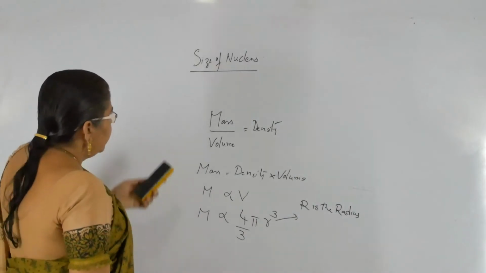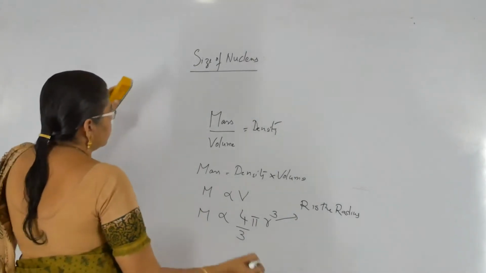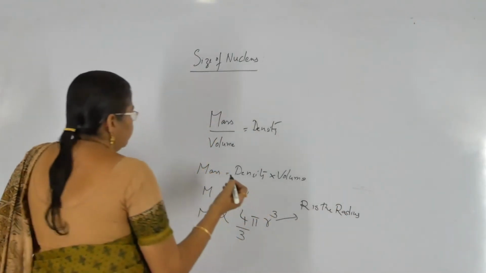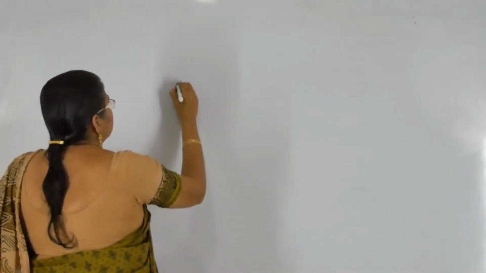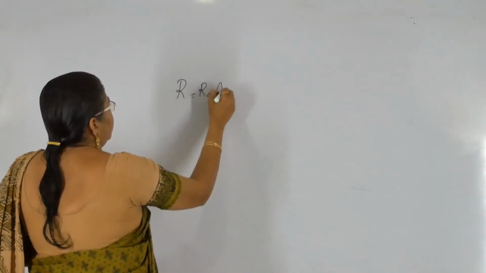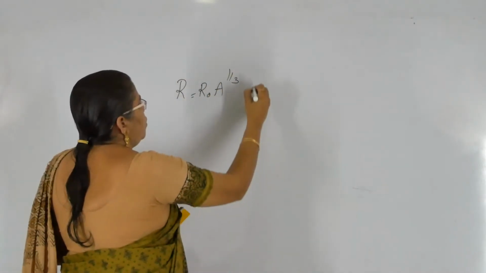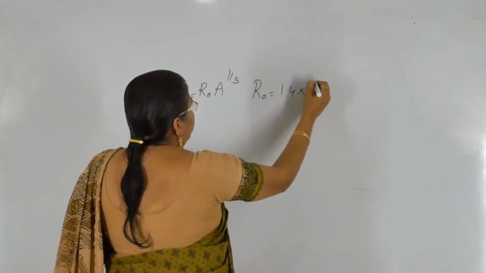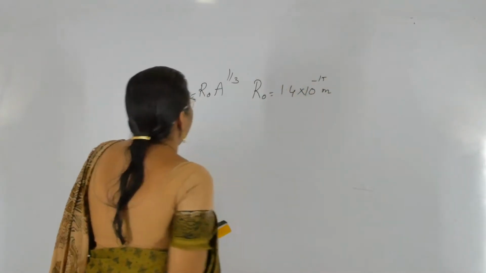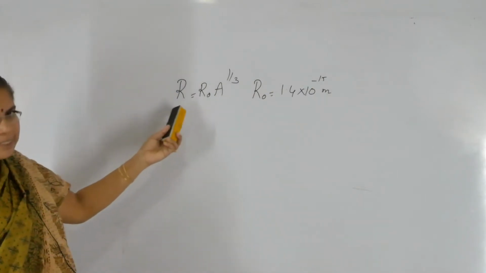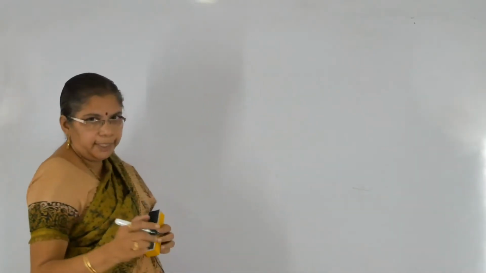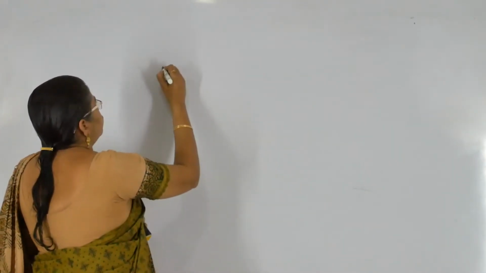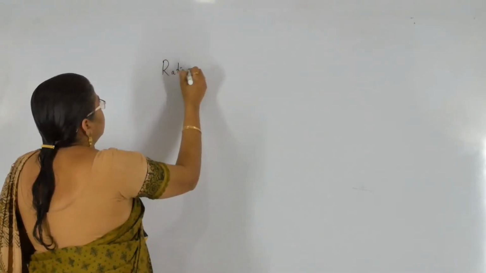Now here there is a special relation: R is equal to r naught A power 1 by 3. The r naught value is a constant that is given by 1.4 into 10 power minus 15 meters. So this is a special relation between the radius and mass number. With it you can calculate the ratio of radii.